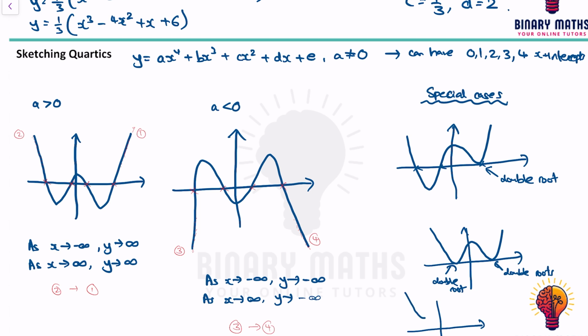Or it might be floating above there. So no roots. There are more than one special case. You can also have the case where there's only one double root, so it only bounces off once and then nothing. There are so many different special cases. Just remember, they don't always necessarily have to have 4 x-intercepts.